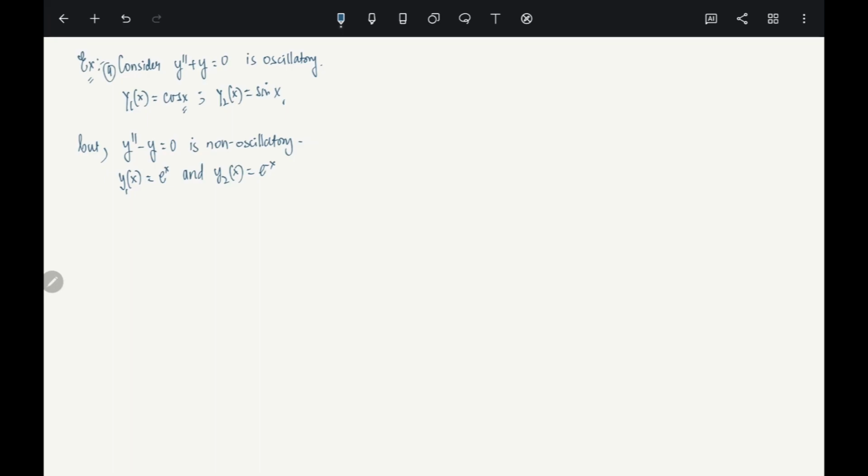Okay. So now we want to prove a result which is a fundamental result in this direction. As we have seen, for a variable coefficient equation, even linear, let me put it this way.